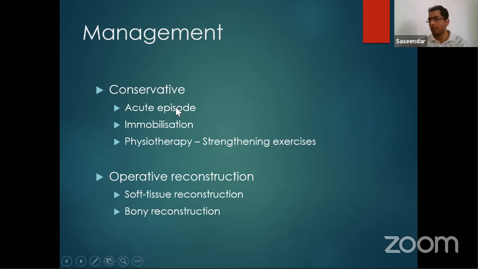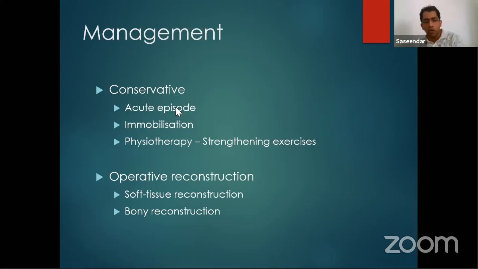For the older patient, you can do rehabilitation. You can put him on an arm sling for around 2 to 3 weeks to allow the capsule and the ligaments to heal or sort of fibrose. Then you put the patient on rehabilitation muscle strengthening to strengthen the rotator cuff in order to increase the compressive forces on the humeral head.